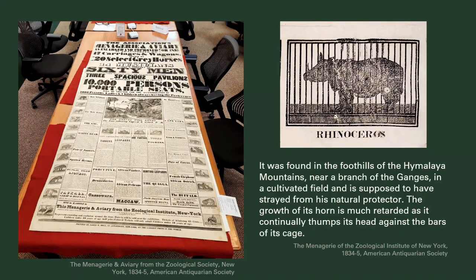And here you can see a broadside advertisement for the Institute's touring menagerie, with large text to draw the public in, as well as detailed descriptions of the animal's origins and features. The poster described how the rhinoceros had, quote, "been found in the foothills of the Himalaya in a cultivated field," having, quote, "strayed from its natural protector." The paternal narrative belies the brutal reality, just as the description of a cultivated field emphasized a far broader human and environmental project being implemented in the region.